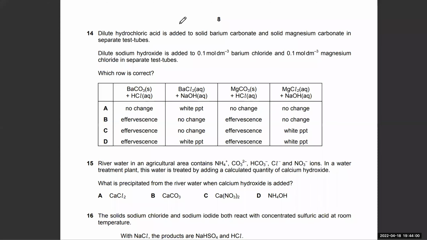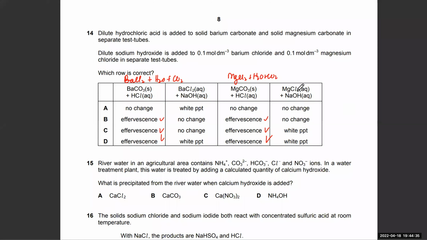So the first part is, what will happen? Barium carbonate with HCl. There's going to be a reaction, and barium chloride, which is a soluble salt, is going to be produced, and water and carbon dioxide would be produced. So you're going to see effervescence. So all three are correct. When you react magnesium carbonate, same thing would happen. Magnesium chloride, which is a soluble salt, and water and carbon dioxide would be produced, and you're going to see effervescence, bubbles of gas.